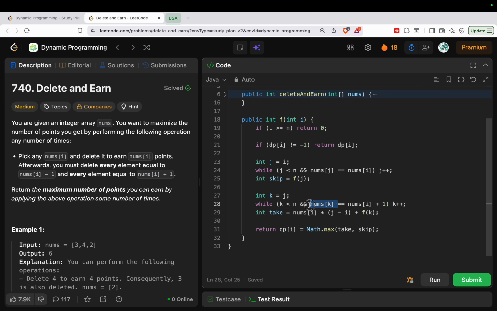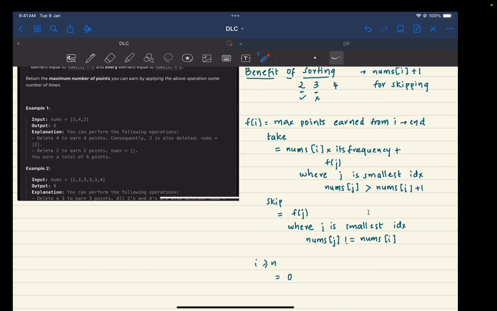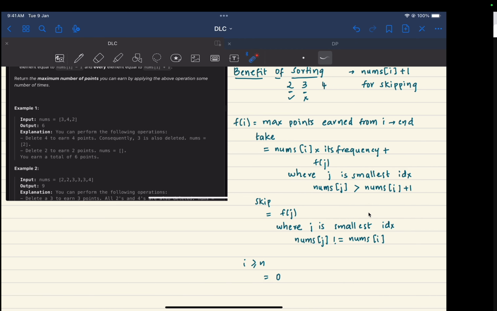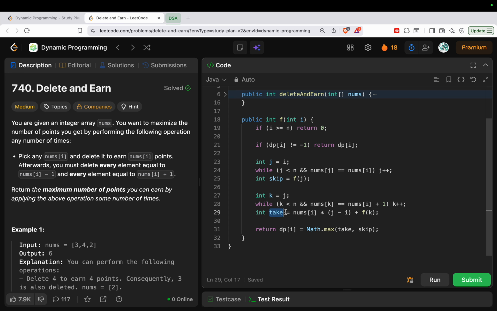That is what this part of code is doing. As long as nums of k is equal to nums of I plus 1, I will increment k, where k is pointing to the starting position. This way I can identify the first index which is greater than nums of I plus 1. So this will give me the answer for take. In the end my answer will be the maximum of both take and skip.